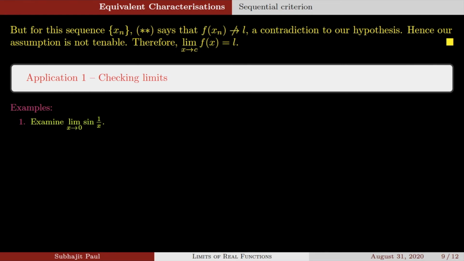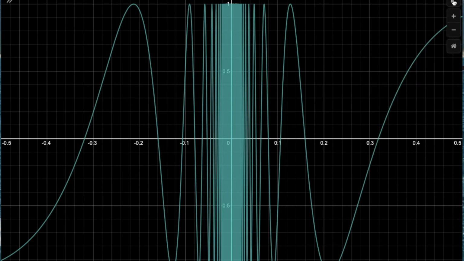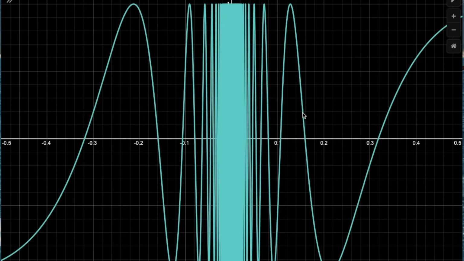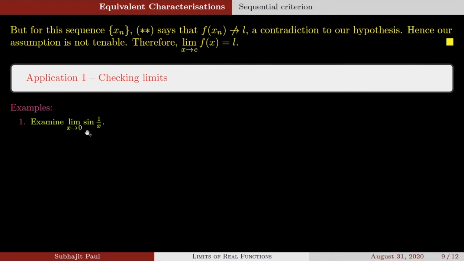The first one is to examine the limit as x tends to 0 of sine of 1 by x. This is how it looks. There is an infinite number of jumps near the point 0, and at the point 0 it is not defined. We can suspect that the limit does not exist there. We will prove that this is actually the case, using the sequential criteria.